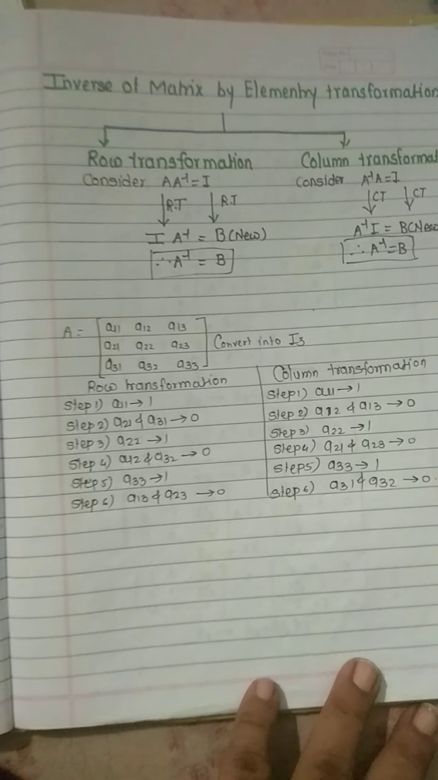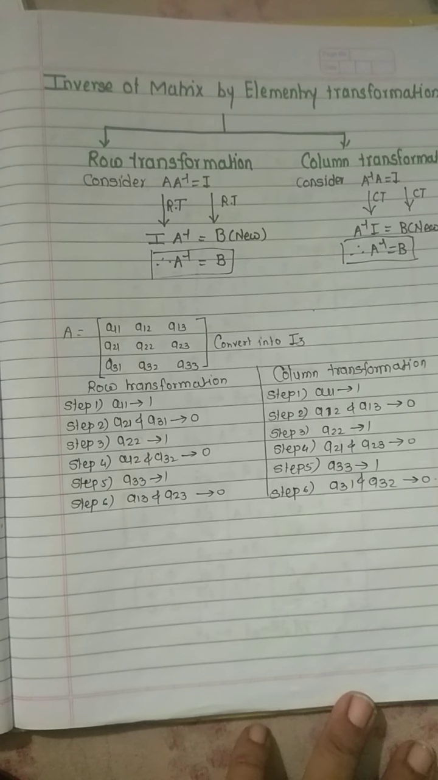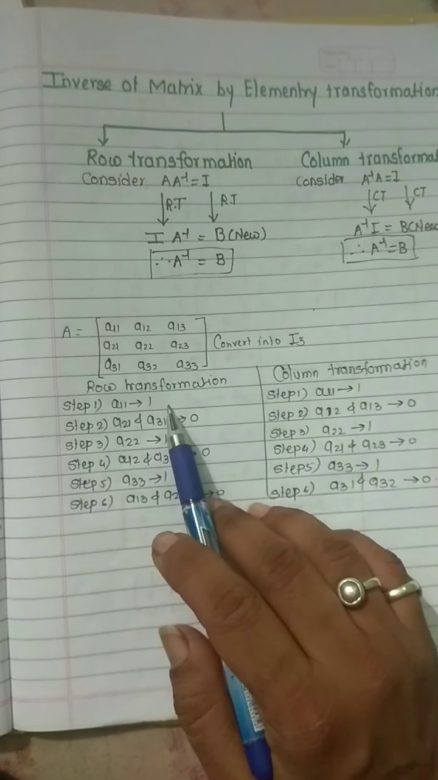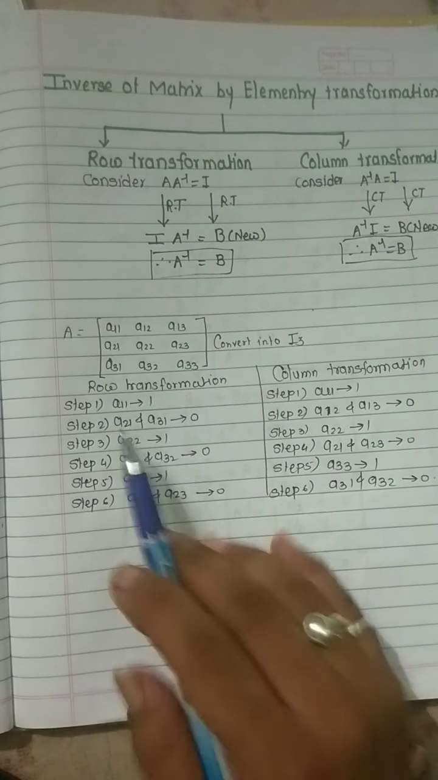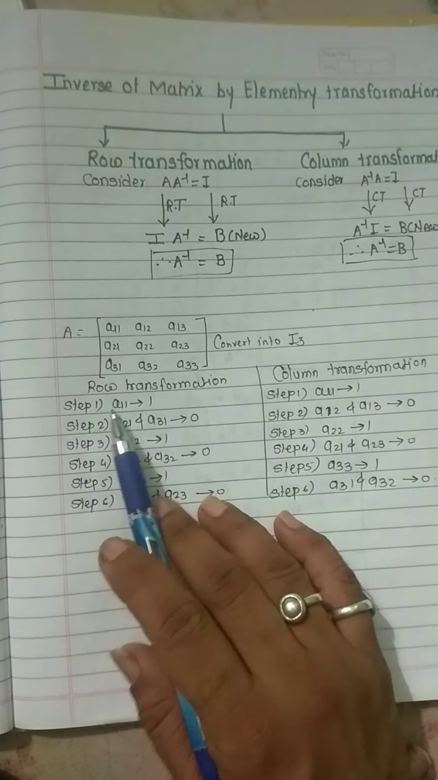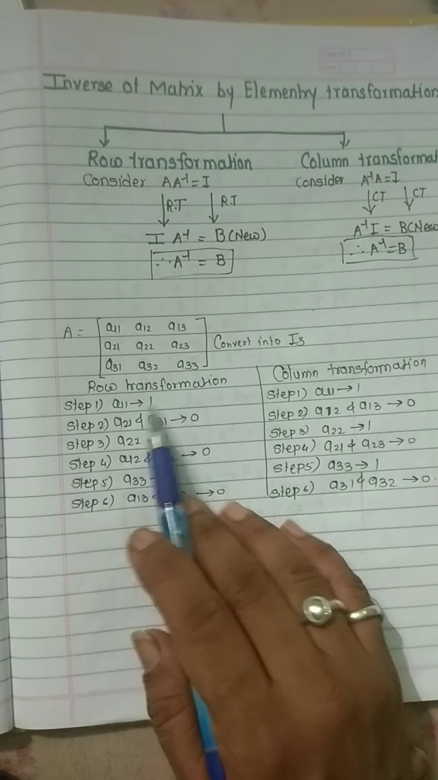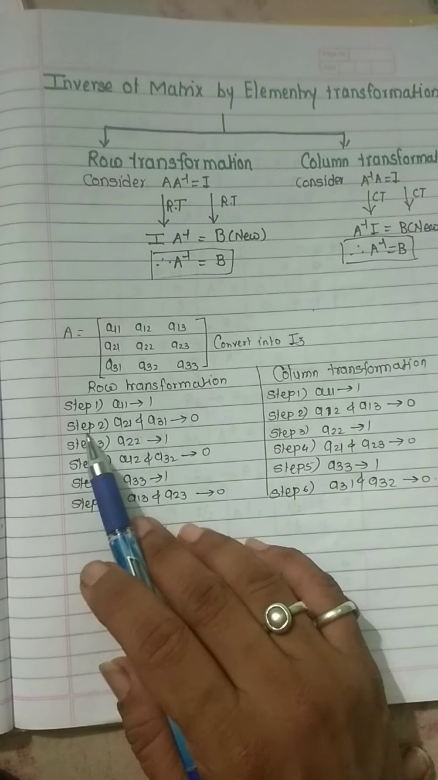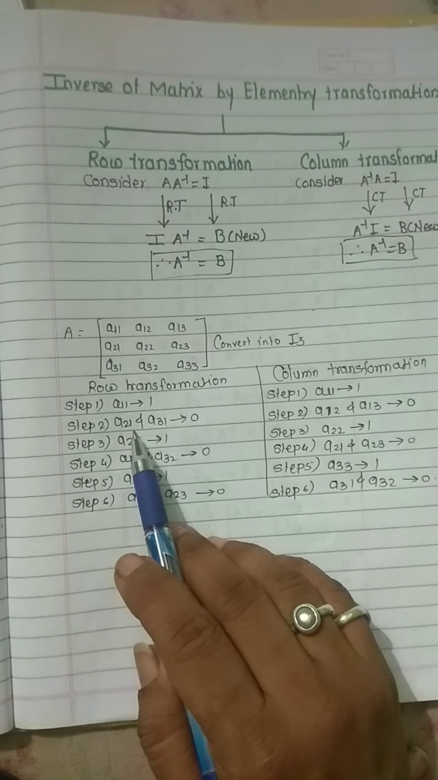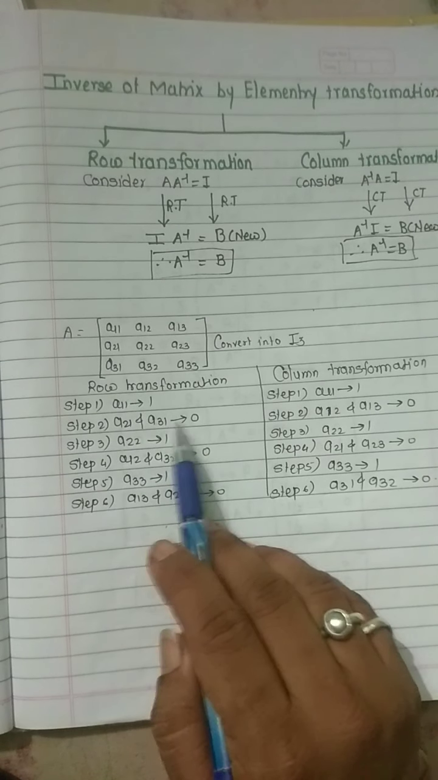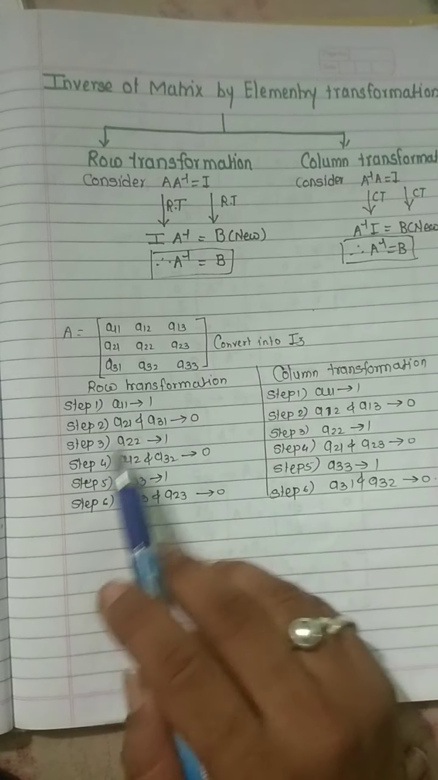First, how to convert a matrix A of order 3 into the I3 matrix? There are 6 steps using the row transformation. First step, reduce the A11 position element to 1. Second step, reduce the A21 and A31 position elements to 0.